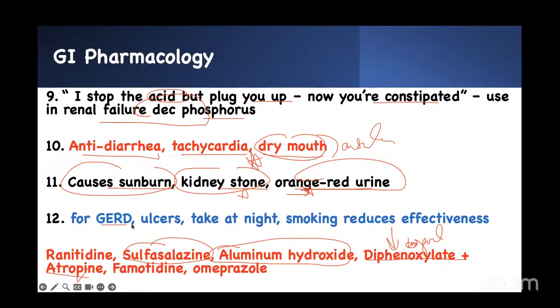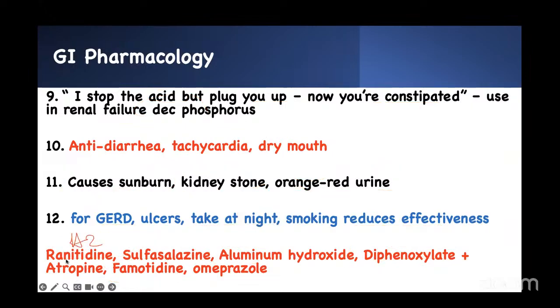This one is used for ulcers, reflux, but you've got to take it at night. You should not smoke. This is ranitidine and famotidine. It's not the same thing as omeprazole. With omeprazole, smoking does not affect the use of the medication. At the same time, you don't have to take it at night. There's no need. You can take it anytime you want. So the last one, number 12, is H2 blockers, ranitidine and famotidine.